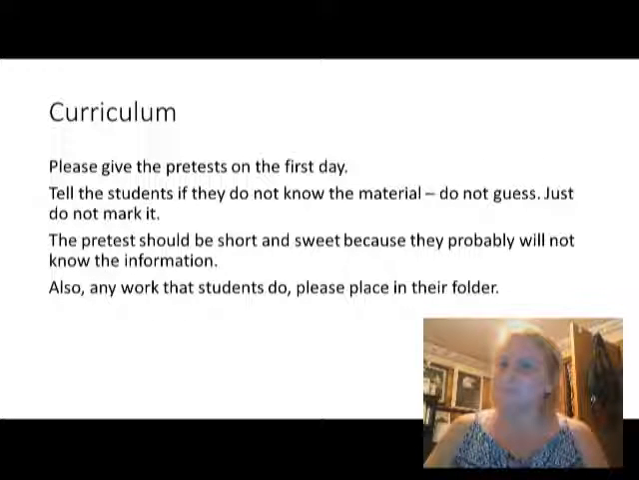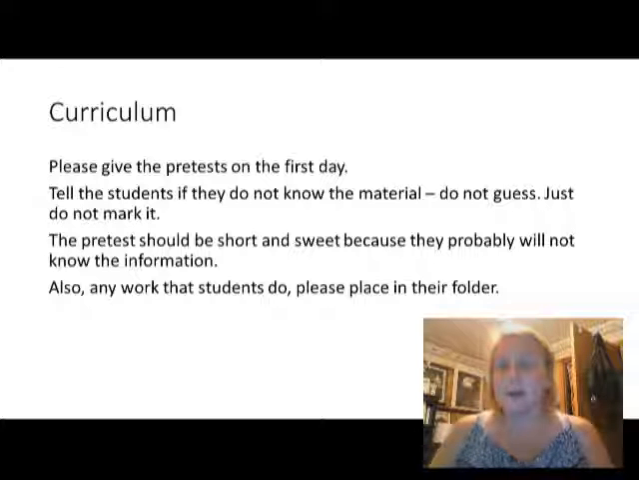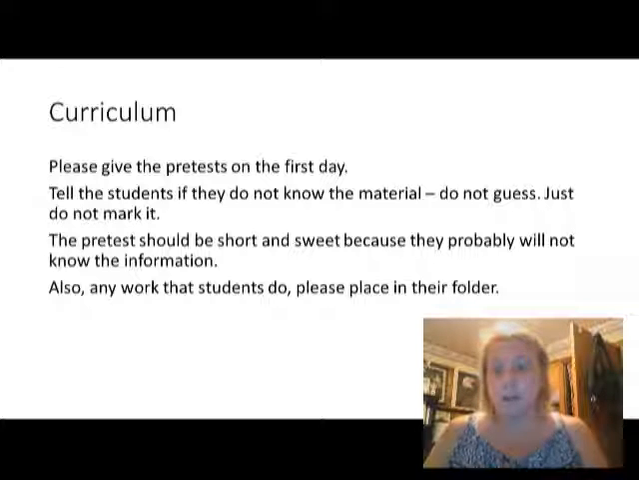Going on to the curriculum. Please, if you're teaching one of the classes that is in the Liftoff curriculum, and I gave you that box to take home and work with, please give them the pre-test that is in there on the first day. Now, I know that they don't want to do pre-test, and I don't want this to be just nothing but written work for them. I don't want that.